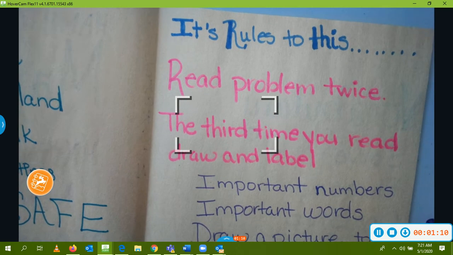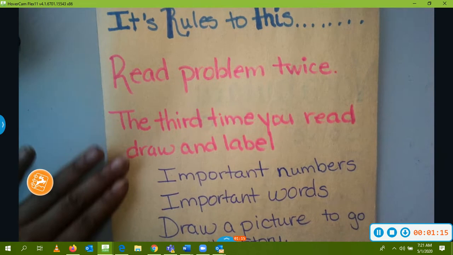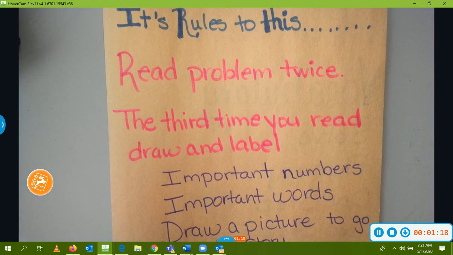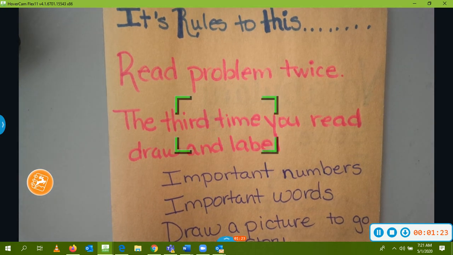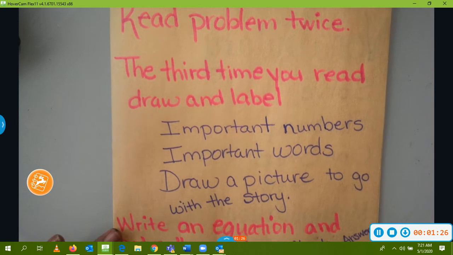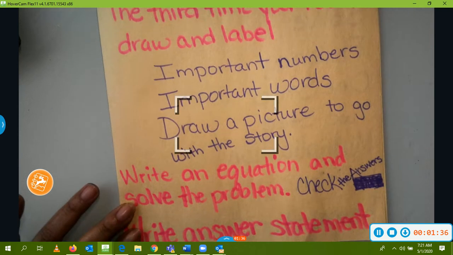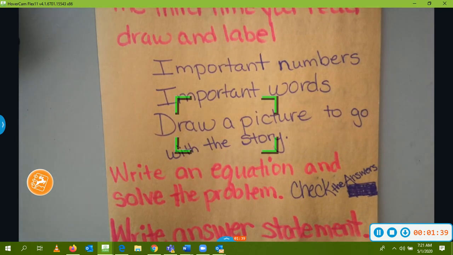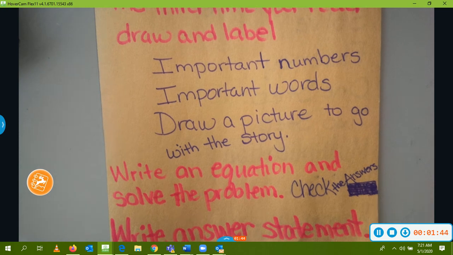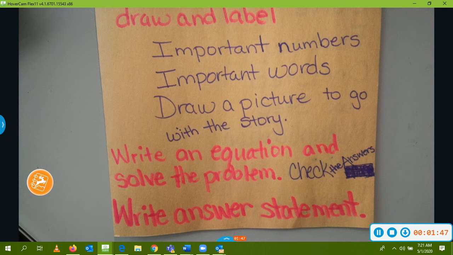Okay, so with this TEK, there are some rules. The first thing I need you to do is to read the problem twice. The third time you read your problem, I need you to draw and label. You're going to find your important numbers and your important words. You're going to draw a picture to go along with the story. You know, I love drawing pictures to go along with the stories. You're going to write an equation, and then you're going to solve the problem. You're going to check your answers and write an answer statement or a justification statement. Okay?